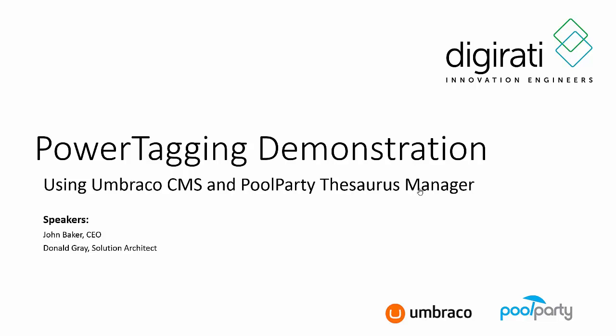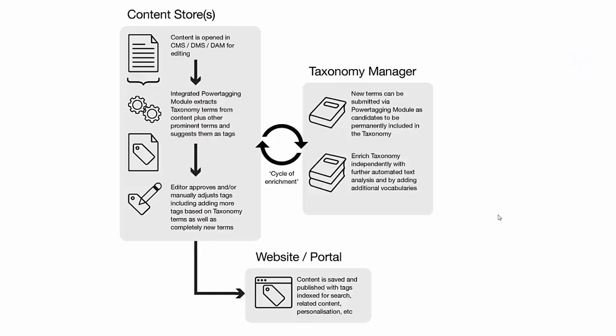Okay, first coming on to the theory, we don't want to go into too much detail, just enough to help the demonstration click into place as you see it. So this diagram should hopefully provide the necessary background. You can see we have three main components: the content store, the taxonomy manager and the website or portal.